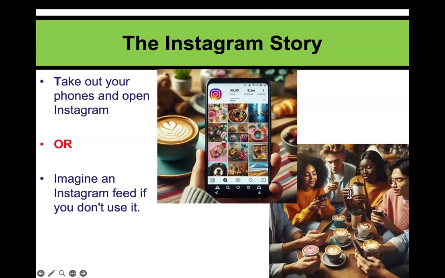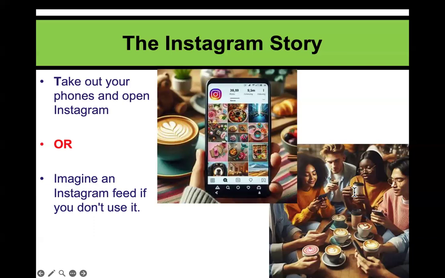Now, in the next few minutes, I want us to do this exercise. If you are using Instagram, start scrolling. If you are imagining it, take this time to really visualize the feed. I will give us some time to pause over it.